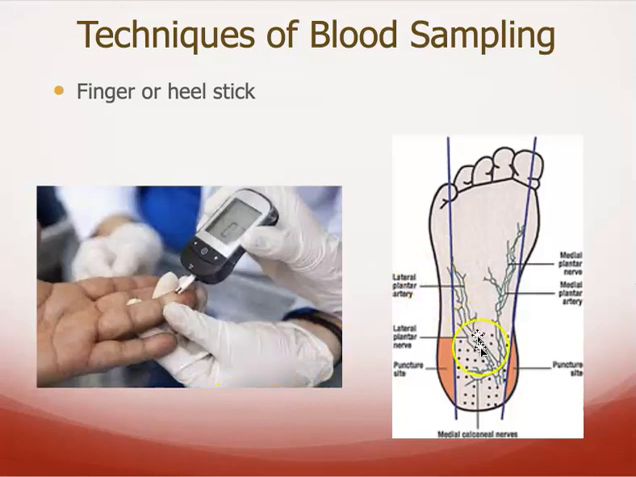So that's their heel. You can see in this image there are some nerves and some arteries that you're trying to avoid. But then right here on either side is where they usually take a small little blood sample.